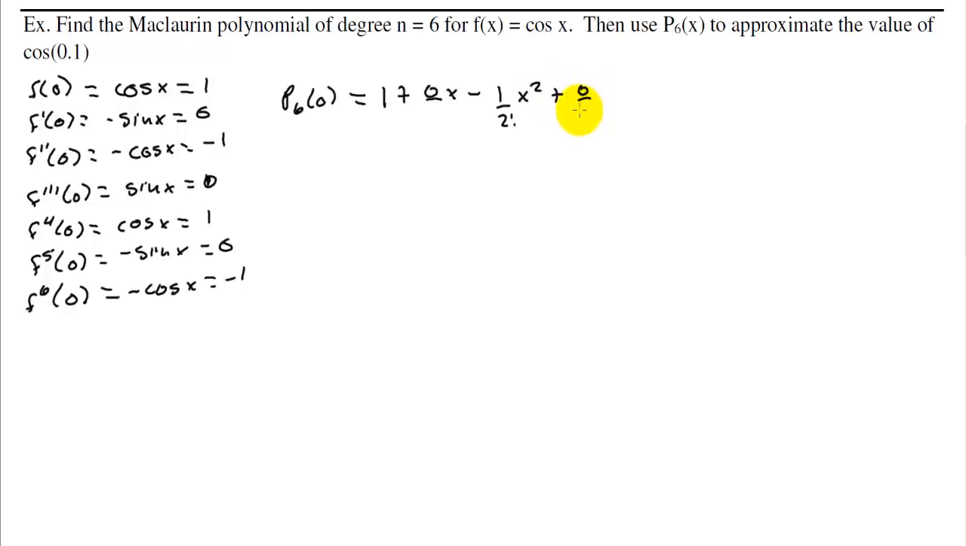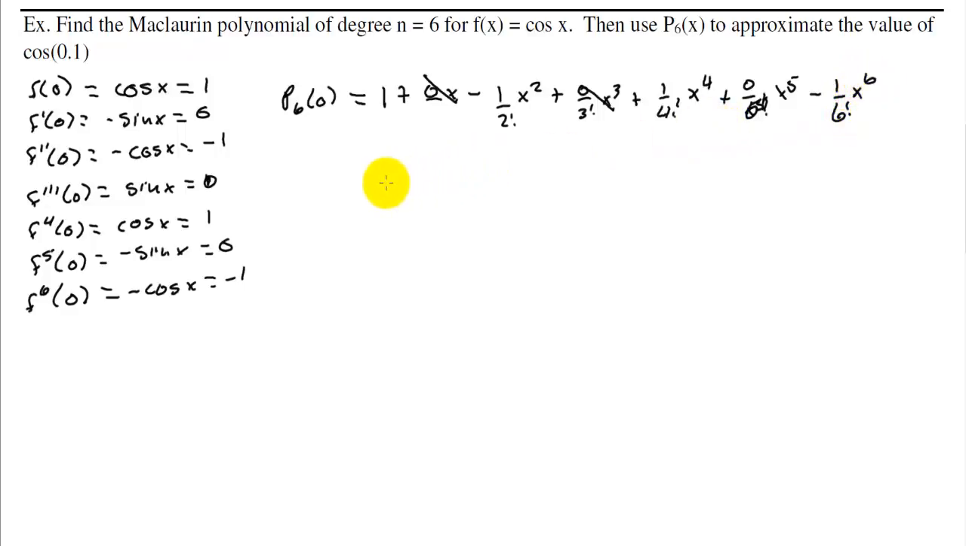and then we'll have plus 0 over 3 factorial times x to the third, so that's going to be gone. So the odds are all gone. And then we'll have plus, because now we're at the fourth derivative, 1 over 4 factorial times x to the fourth, and then plus 0 over 5 factorial times x to the fifth, and finally, we have minus 1 over 6 factorial x to the sixth.